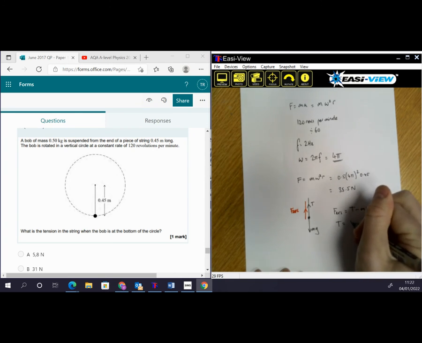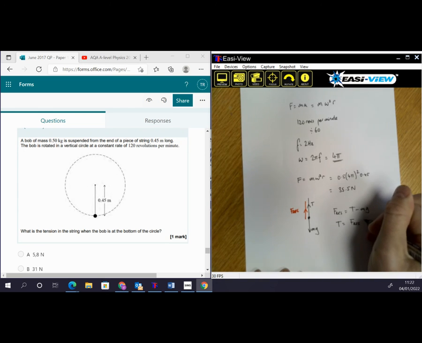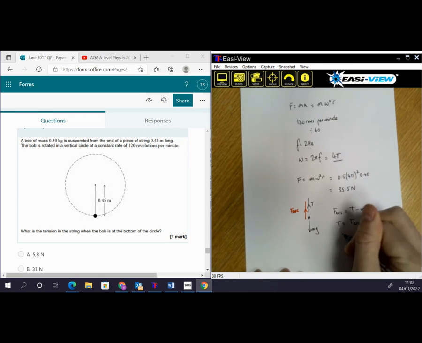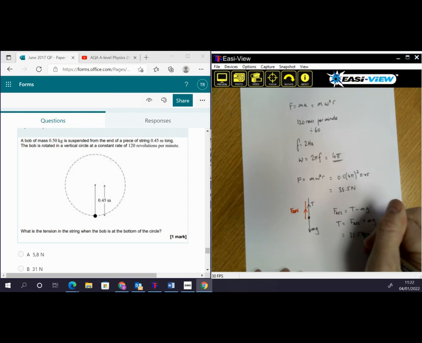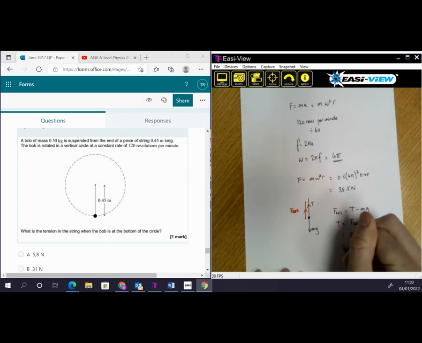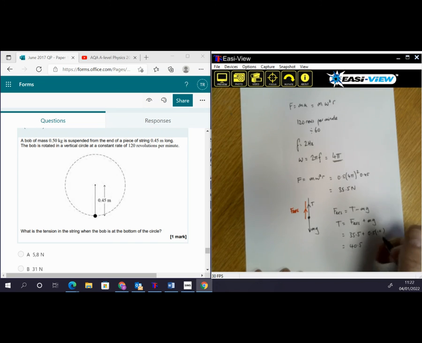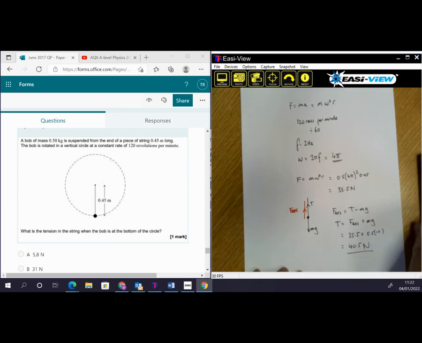Therefore, the tension is the resultant force plus mg. So it's 35.5 plus 0.5 times 10-ish. So we get around about 40.5 newtons. Okay, so we're looking for 40.5 newtons in the answers.